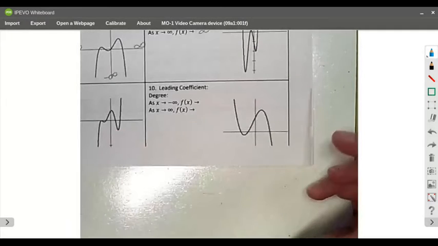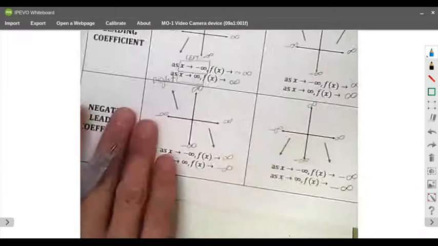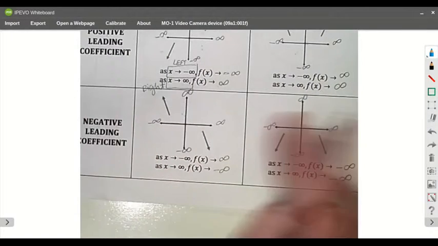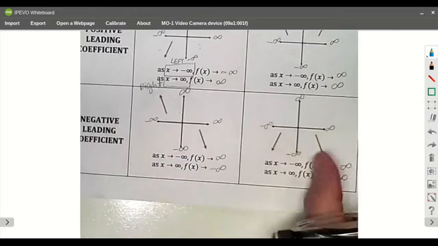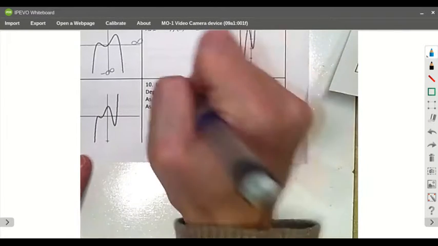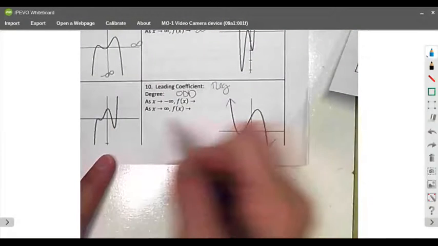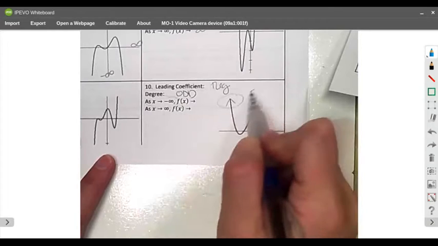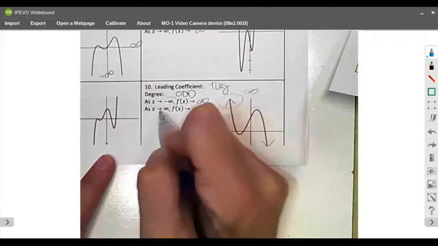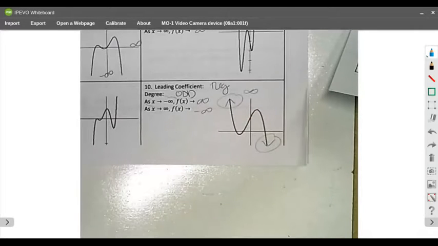Number 10, the left side is up and the right side is down. So look at the chart. Left side up, right side down is this one. Odd, negative. So negative, odd. And then if you look at the end behavior, the left side points up to positive infinity. The right side points down to negative infinity. So that's the end behavior. So there's two of each of those: two equations, two graphs.